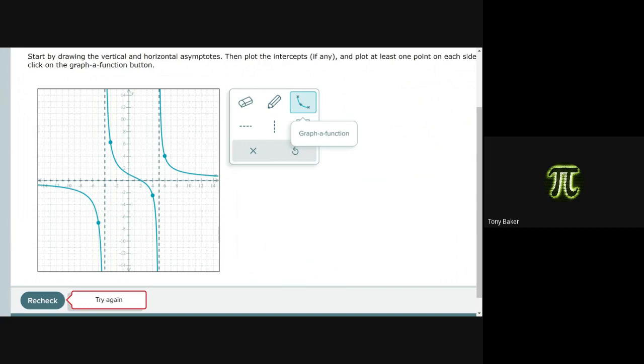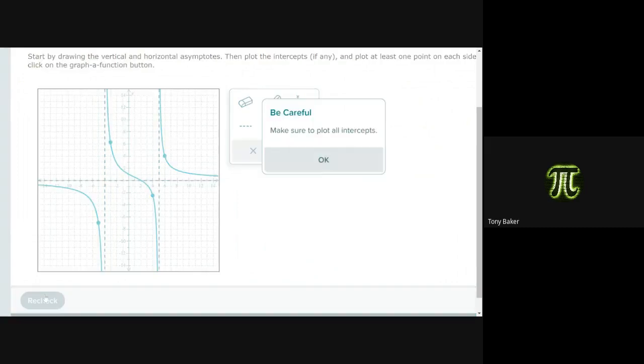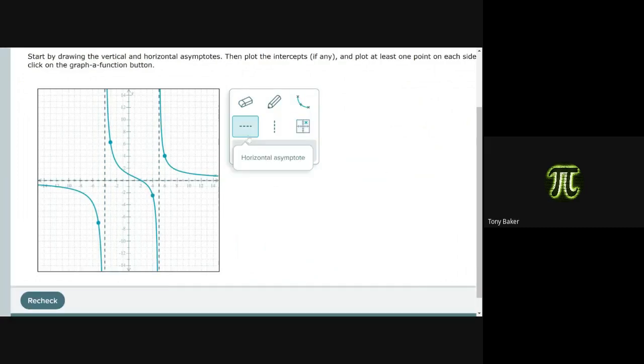Just for a refresher, does the review test affect your grade? No. Just the actual test. Oh, and it wants the intercept, which is at 0.2.